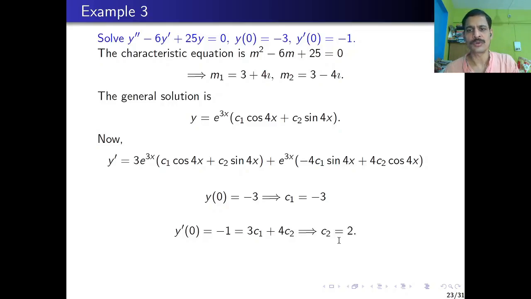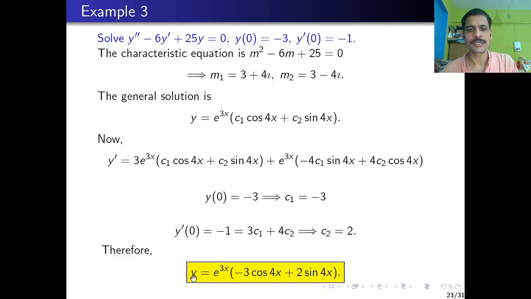So we substitute c1 is equal to minus 3 in this equation, then we get c2 to be equal to 2. So when we substitute c1 is equal to minus 3 and c2 equal to 2 in the general solution, we get the solution of the initial value problem, that is y is equal to e raised to 3x (minus 3 cos 4x plus 2 sin 4x).